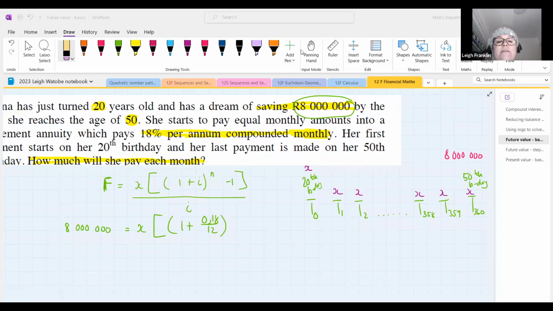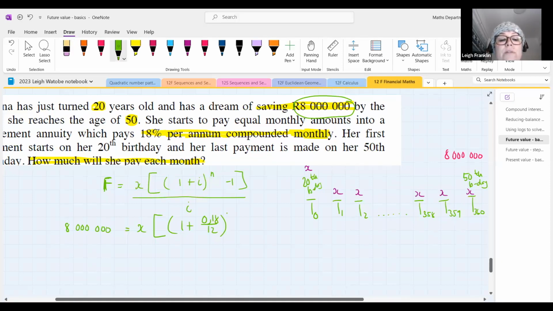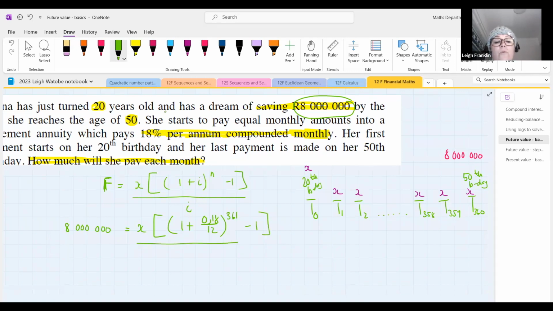Now I can see there's a couple of different answers here. Lebogang and Leanne got the same. PC, you got a slightly different answer. Let's go and sub in and see where we may have gone wrong. We've all decided this has to be 361, right? Minus 1, all over 0.18 over 12.